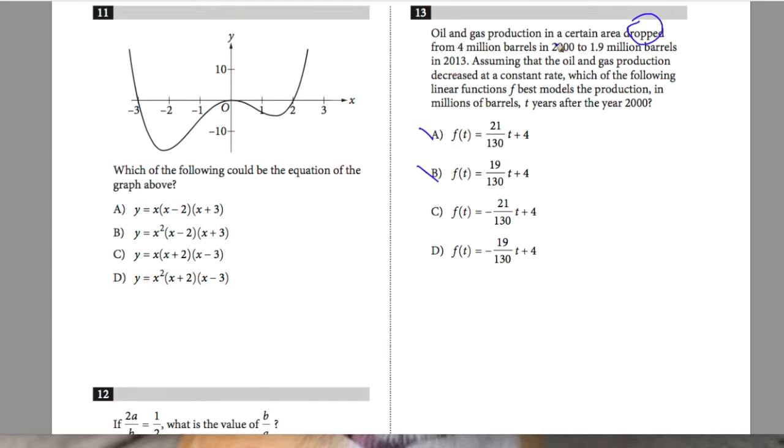So I'm going from 2000 to 2013, and I'm really subtracting 1.9 minus 4, right? Or 4 million barrels in 2000 to 1.9 million barrels in 2013. So my 1.9 is going to be a difference of negative 2.1, right? 1.9 minus 4 equals negative 2.1. And this is over a 13-year period. Well, this is related, right? Over a 13-year period is going to be best related to C, right? My 21 over 130, just if I were to assume I multiplied everything by 10. So 13 is going to be C.